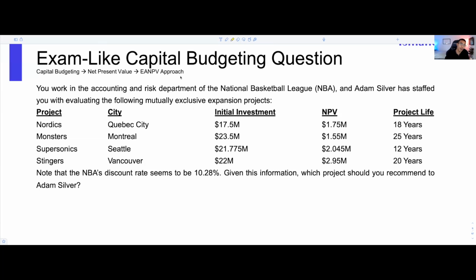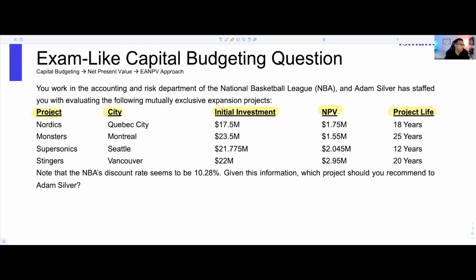So you work in the accounting and risk department of the National Basketball Association, the NBA, and Adam Silver has tasked you with evaluating the following mutually exclusive expansion projects. As you can see here, we have projects, and we're going to look at all of our columns. We have cities, we have initial investments, we have NPVs, and we have project lives.